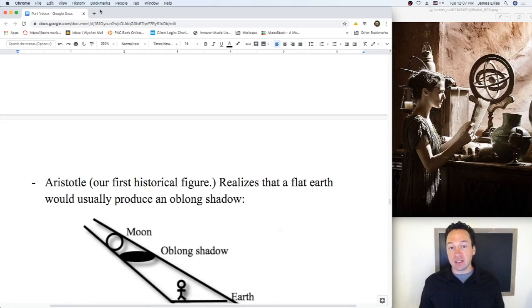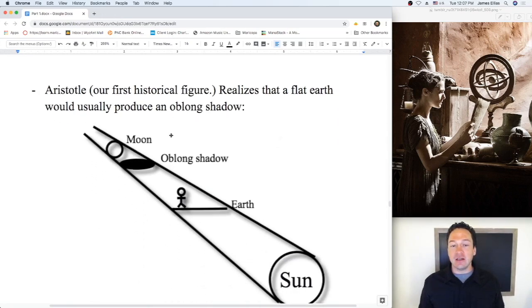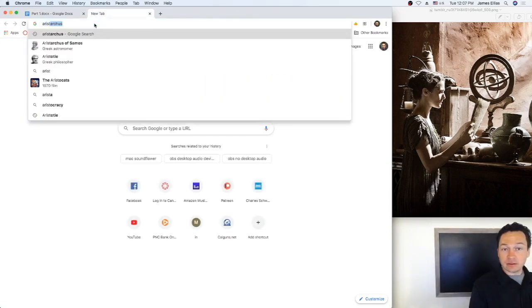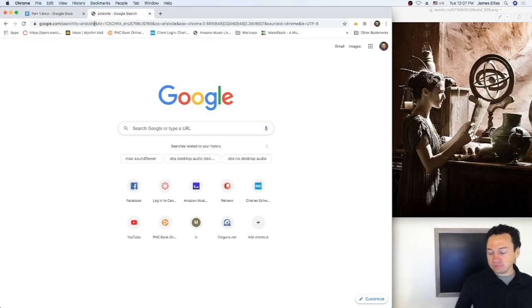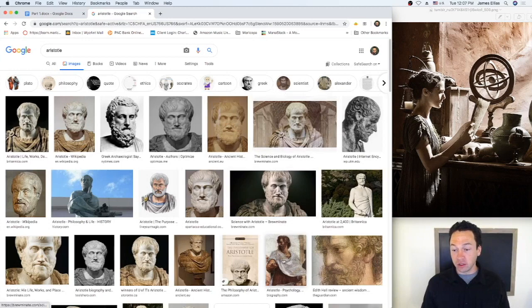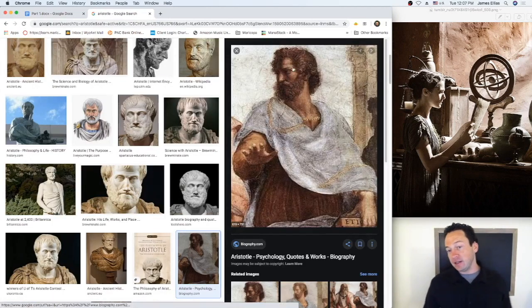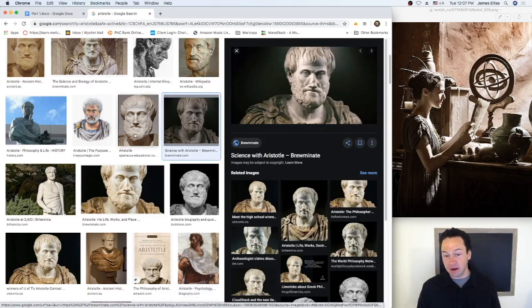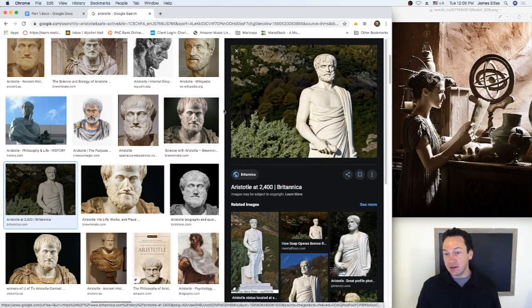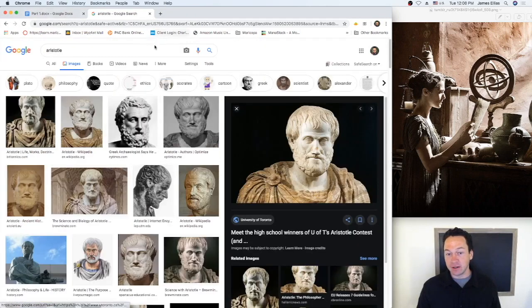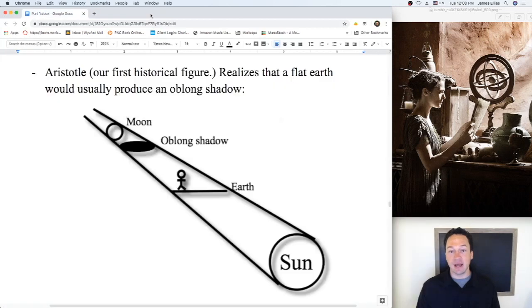Our next hero's name is Aristotle, and this is our first historical hero. Let me show you what Aristotle looked like. Here's what Aristotle looked like. Here you can see in all of these different depictions, he has a very impressive beard. Everyone who depicted him agrees that he has this very formidable beard, a beard almost as formidable as his intellect.